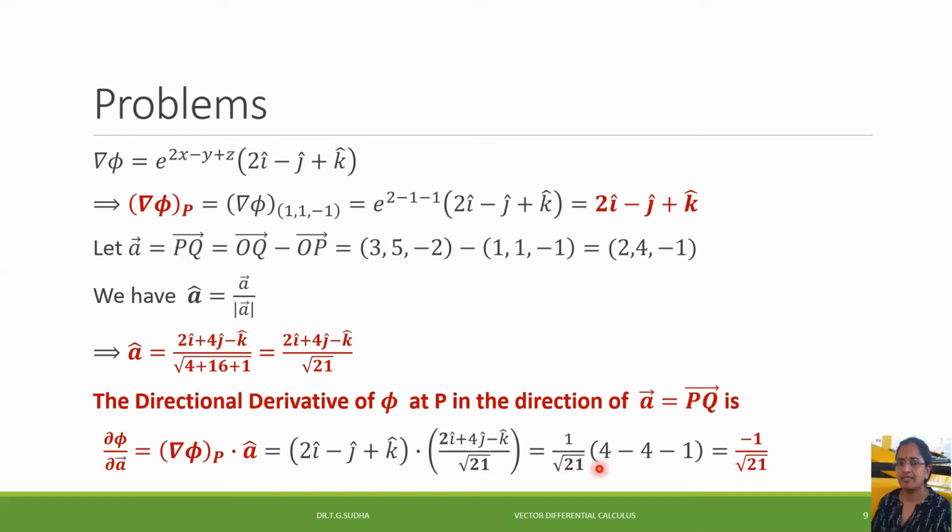So on taking the dot product, 2 into 2 is 4. Here the component of j is minus 1, and here the component of j is 4. So minus 1 into 4 is minus 4. Here the component of k is 1, and here the component of k is minus 1. So 1 into minus 1 is minus 1. So we are going to get minus 1 divided by root 21.